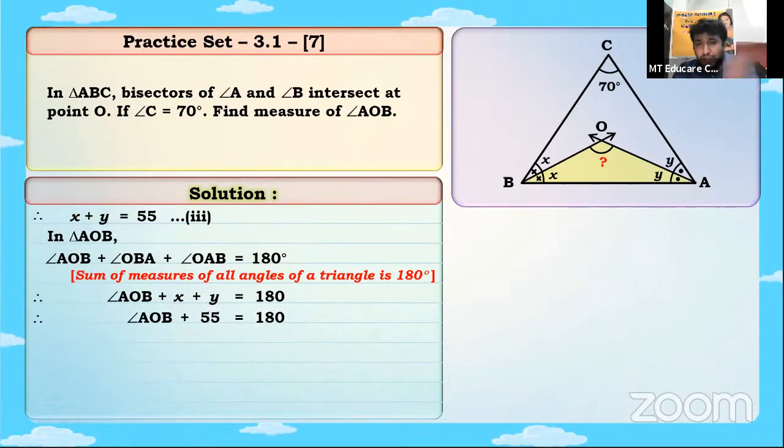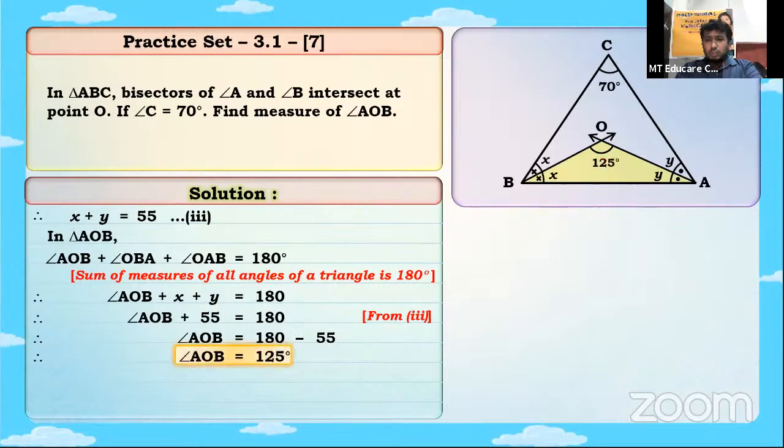Students, plus 55 comes on right hand side, becomes minus. Angle AOB is equal to 180 minus 55. Students, tell me what is 180 minus 55? Yes, superb. It is 125. So students, we have got measure angle AOB as 125 degrees, and this sum will come in your exams for 4 marks. All students, please complete the sum. I'll give you 2 more minutes. Please complete the sum.